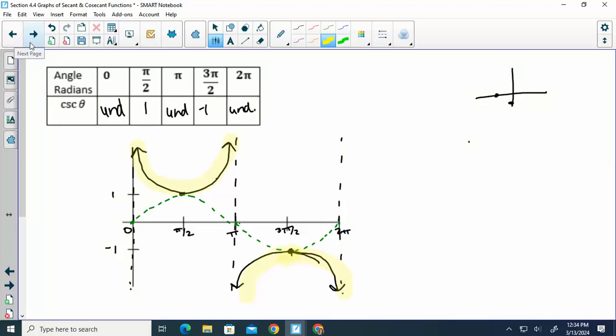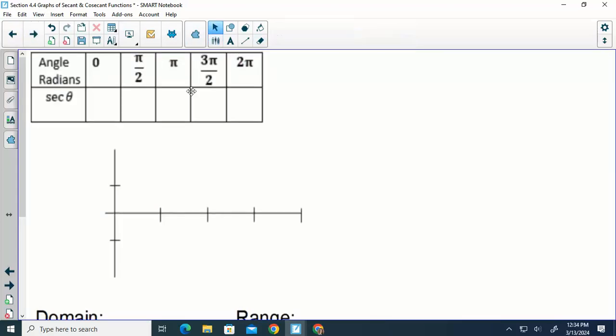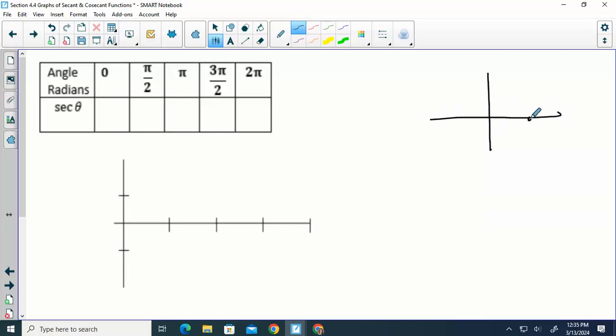So if we want secant, secant is the reciprocal of cosine. You can think your hand trick, you can think your unit circle. On the unit circle, we know cosine is the x. So x starts at 1. Reciprocal of 1 is 1. Here, your x is 0, so the reciprocal is undefined. Here, our x would be -1. Reciprocal is -1. Here it is undefined. And then back to 1.